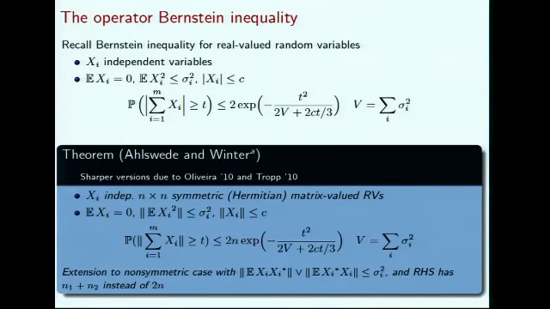And what does this result say? We take xi to be independent n by n symmetric, Hermitian, matrix-valued random variables. We're going to make a similar assumption as in the Bernstein inequality in the real-valued case. We assume that these matrices have mean 0. We assume that we can bound their variance, so I have an upper bound on the norm of the expected value of xi squared. And I'm going to assume that these matrices are bounded in norm.